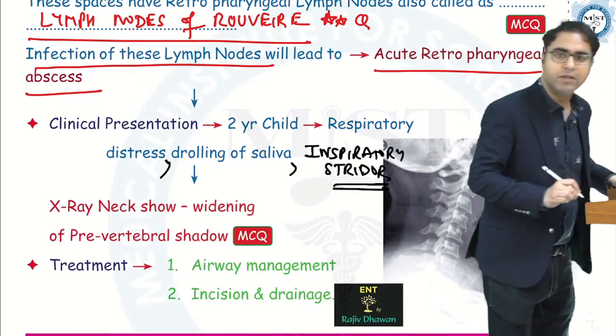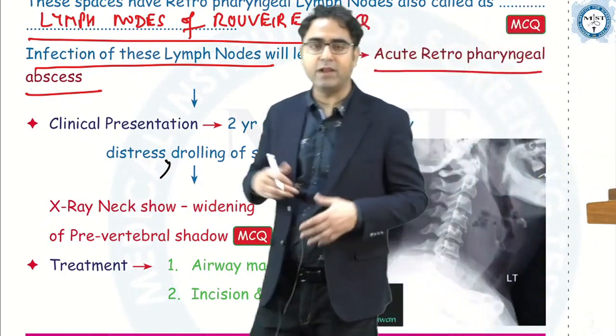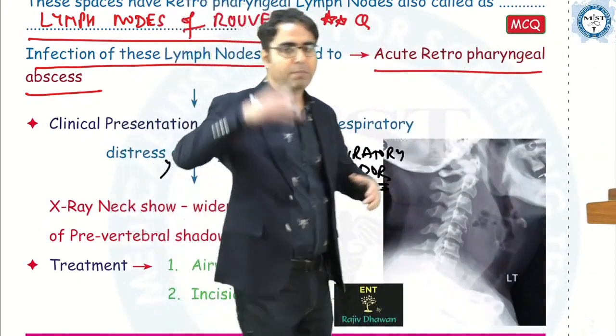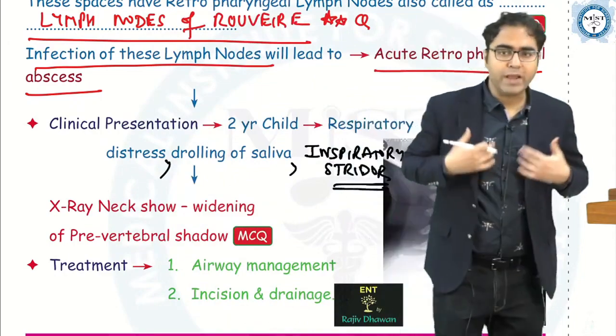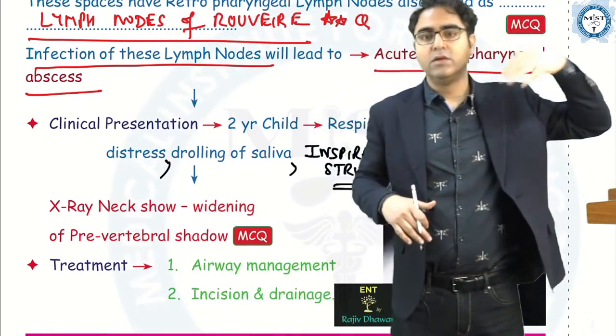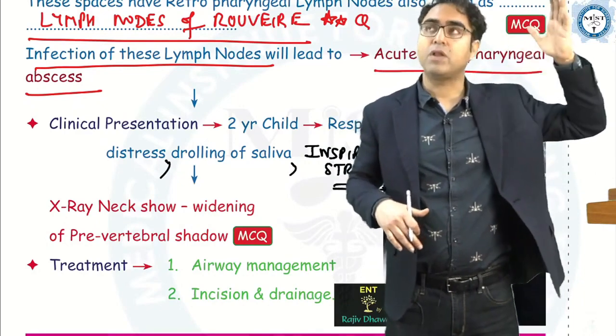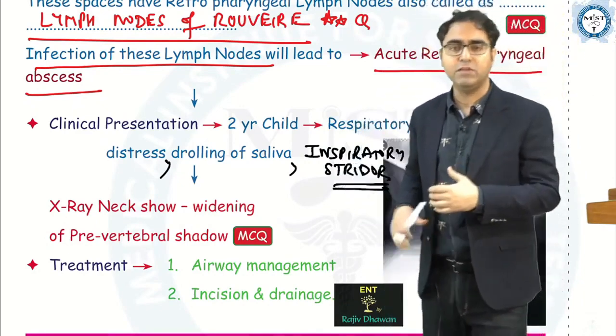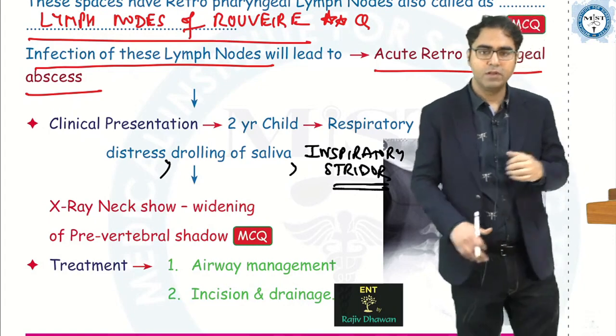What is stridor? Noisy breathing. You know, an upper part problem will lead to inspiratory stridor, a lower part problem to expiratory stridor, and a middle part problem to biphasic stridor. Pharynx is the upper part, no? Supraglottis is the upper part, no? A supraglottic problem gives inspiratory stridor. Pharynx, inspiratory stridor. Okay.